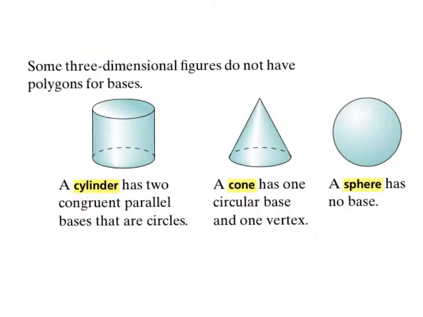Some three-dimensional figures do not have polygons for bases. A cylinder has 2 congruent parallel bases that are circles. A cone has 1 circular base and 1 vertex, but no other shaped sides. A sphere has no base at all. That's what a round ball is. It has no flat sides. It's just all spherical.